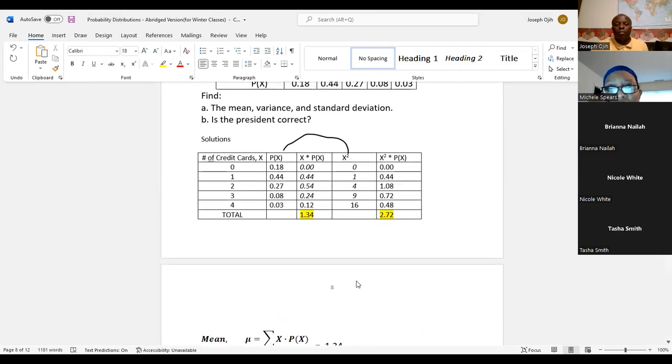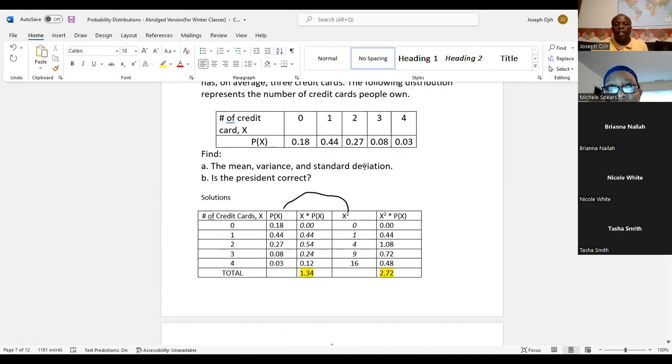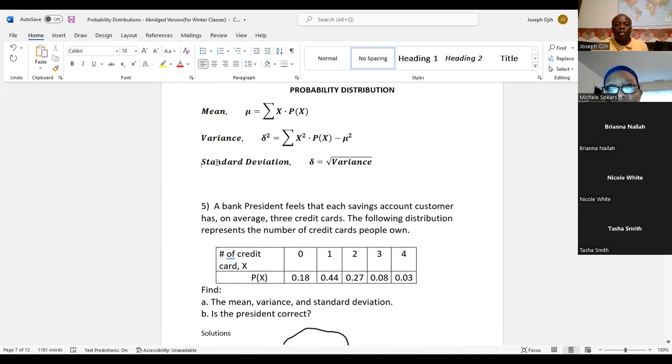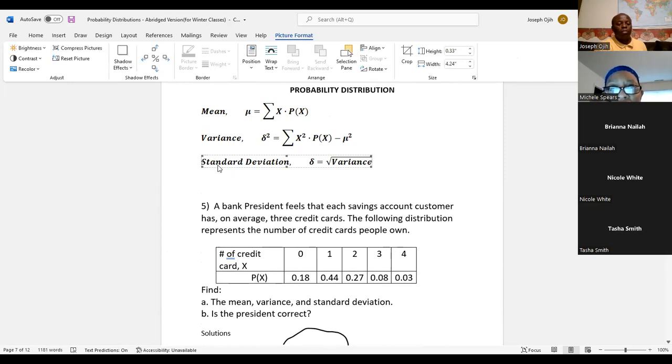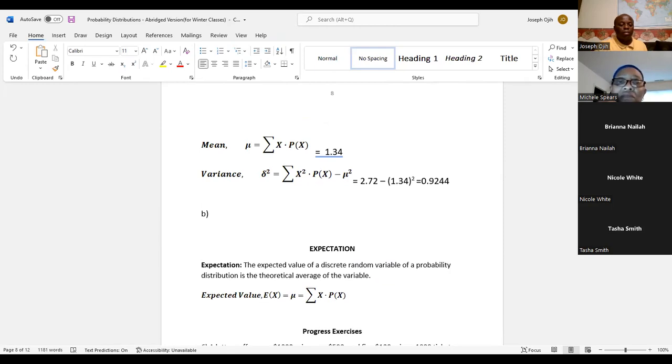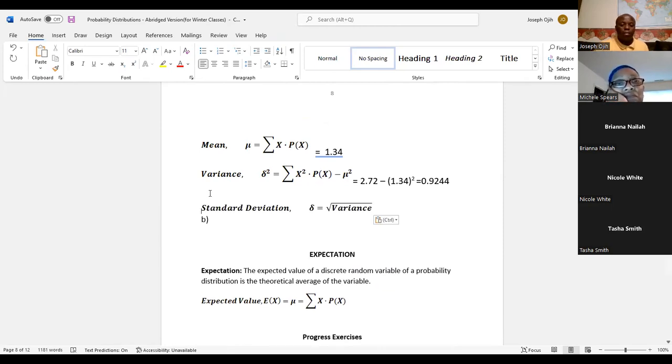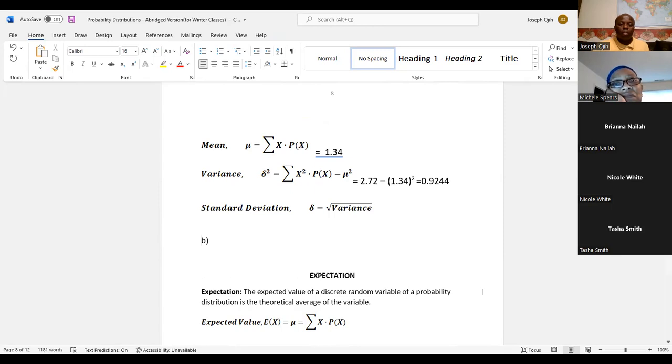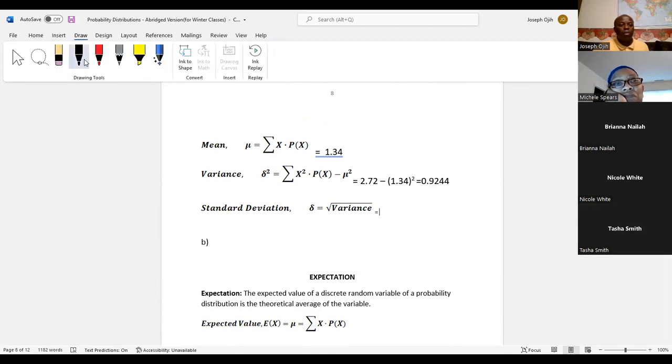And they also want us to find the standard deviation. Standard deviation is the square root of the variance. That means the square root of this number here, which is the square root of the variance. So this is going to be the square root of, let me write the variance first, then put the square root of that there.